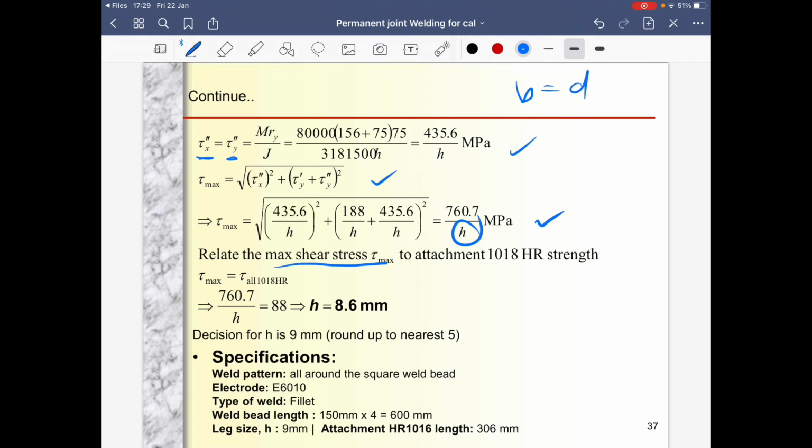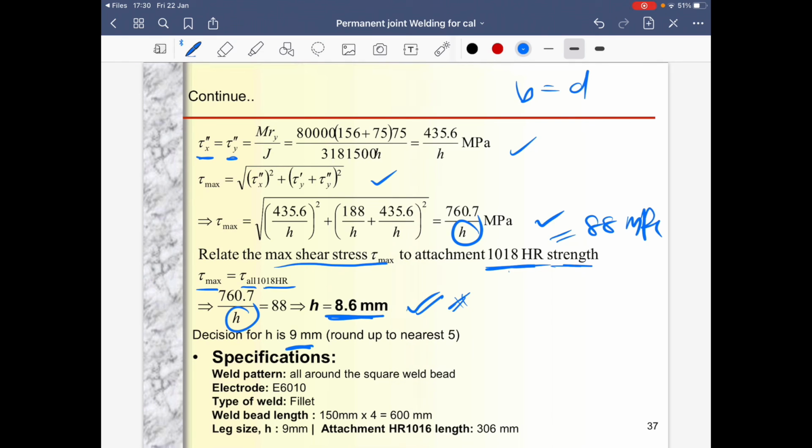Then you relate the maximum shear stress to the attachment of 1018 HR steel. How much is it? 88 megapascal. Remember that we get this from the attachment, the lower strength of the welding members, 88 megapascal. Then you compare tau max equal to the allowable shear stress for the 1018 HR, and you get H as 8.6 mm. Most of the time in mechanical design, when you do the attachment, even for screws, bolts and nuts, you round up to the nearest 5. So 8.6, you decide to take 9 mm.